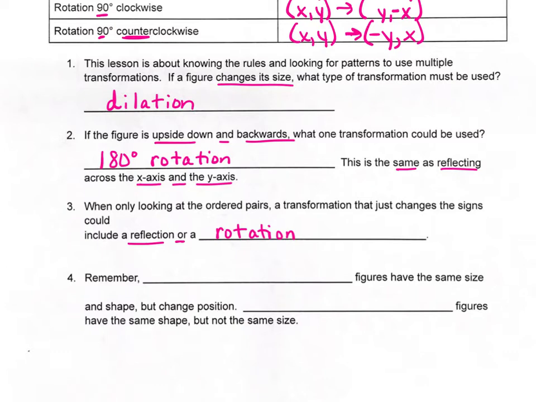Remember, blank figures have the same size and shape. Congruent figures have the same size and shape, but change position. Blank figures have the same shape, but not the same size. Those are called similar figures. The shape is the same, but they're different sizes. That would be the result of a dilation.